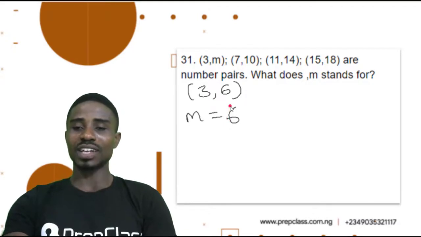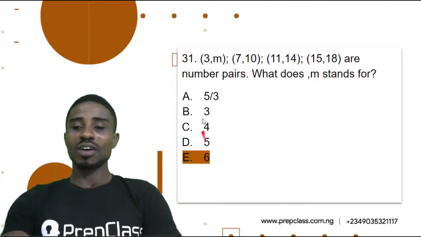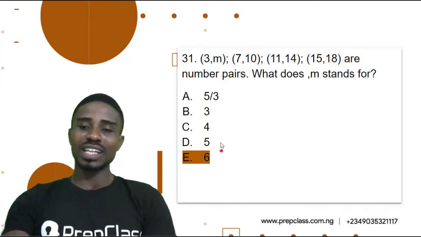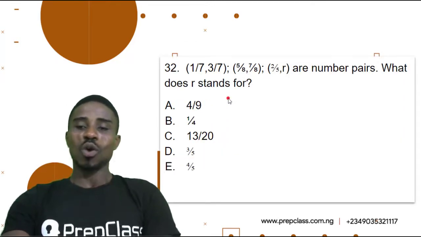All right, let's look at the correct answer. For number 31, option E equals 6. So M stands for 6. E is our correct answer. Okay, let's move on to the next one.